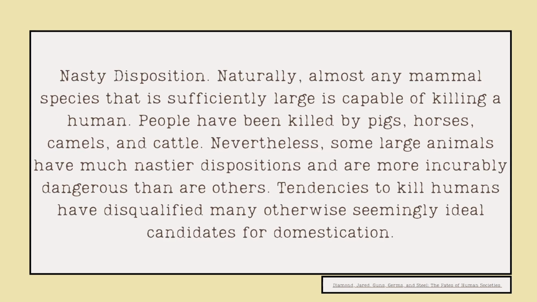Nasty disposition. Naturally, almost any mammal species that is sufficiently large is capable of killing a human. People have been killed by pigs, horses, camels, and cattle. Nevertheless, some large animals have much nastier dispositions, are more incurably dangerous than others. Tendencies to kill humans have disqualified many otherwise seemingly ideal candidates for domestication. The big example that they use here is actually the bear.